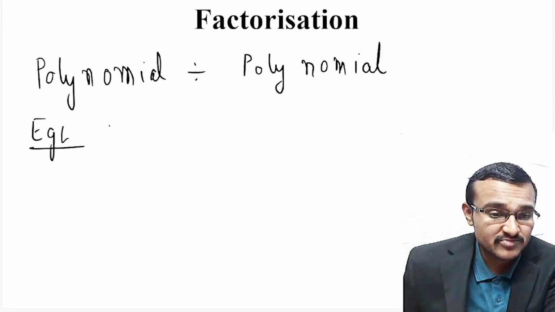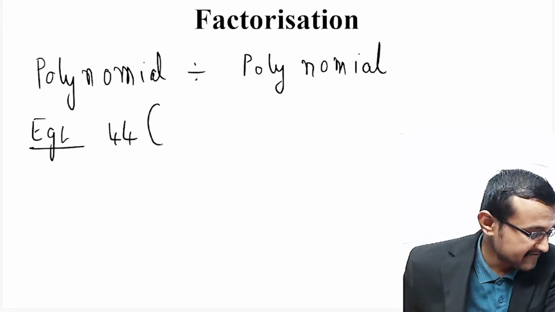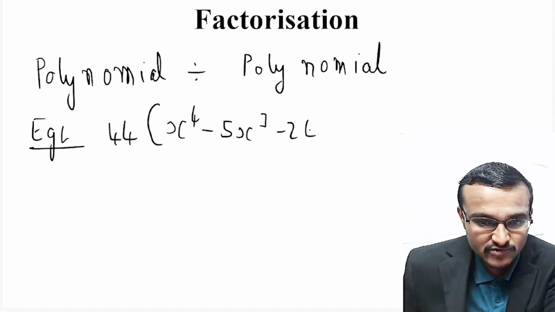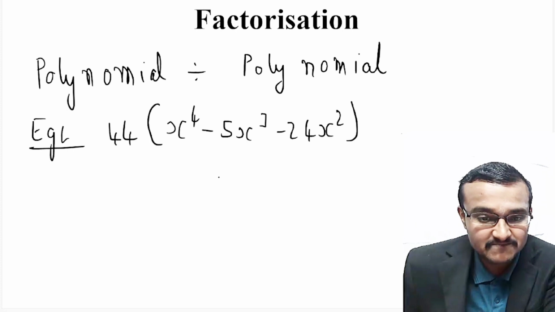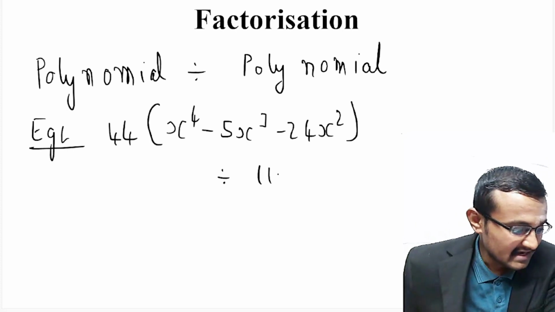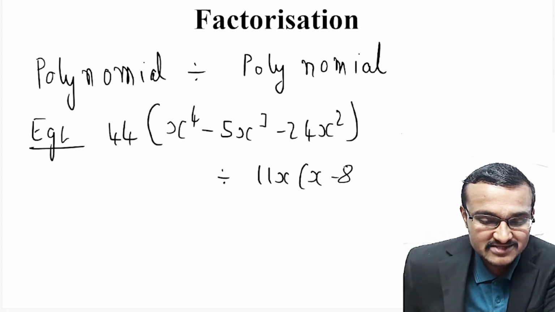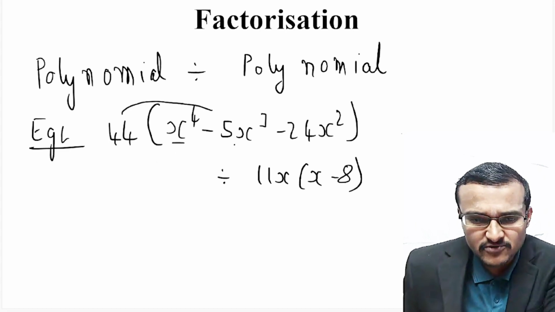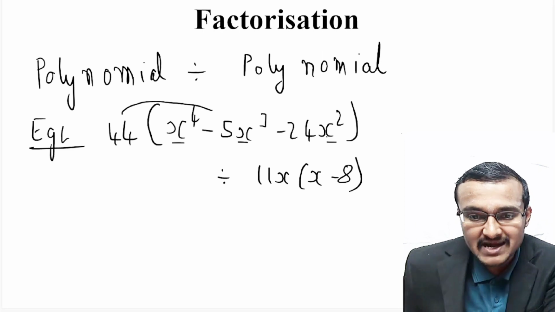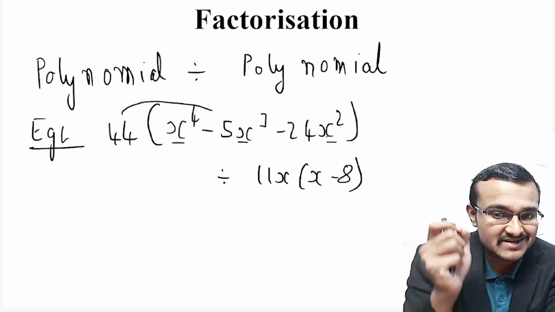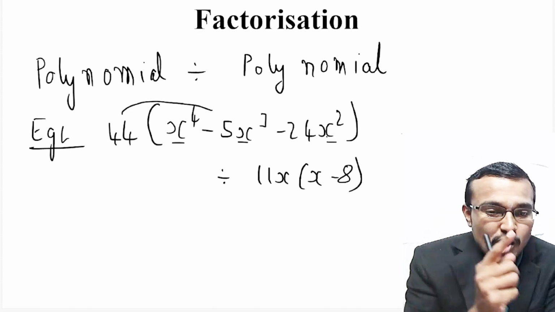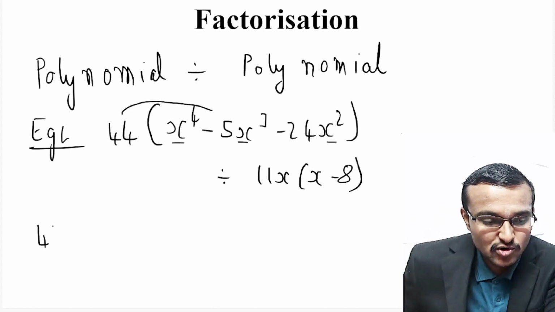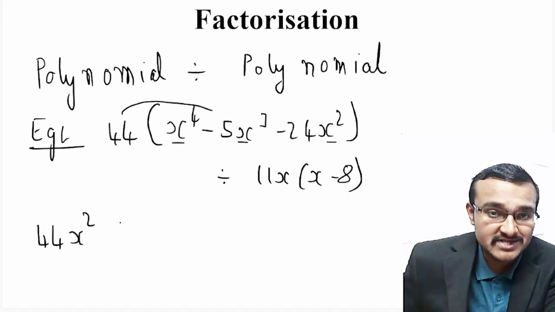So let us take one particular example for this. 44 into x power 4 minus 5x cube minus 24x square is one particular polynomial, divided by 11x into x minus 8, which is another polynomial. Here you can see in this particular polynomial you have x power 4, 5x cube and x square inside the bracket. So you can take x square common in all those three terms. So when you take x square common among all those three terms, x square will come outside the bracket.